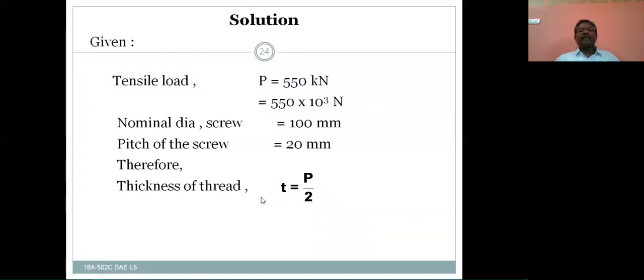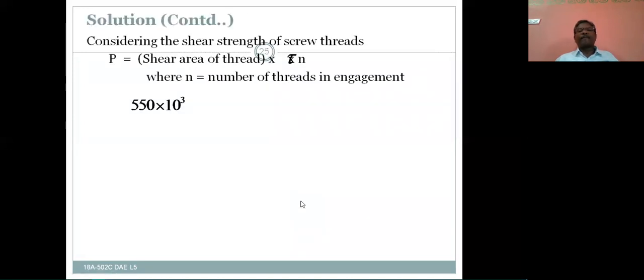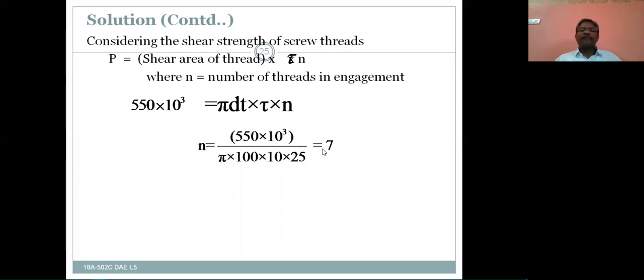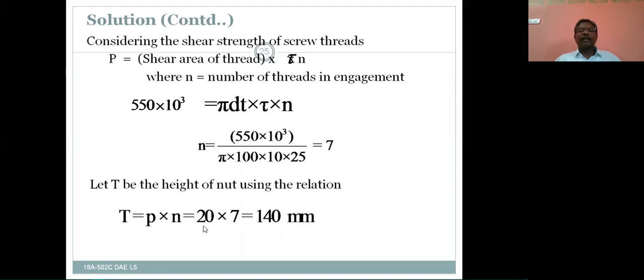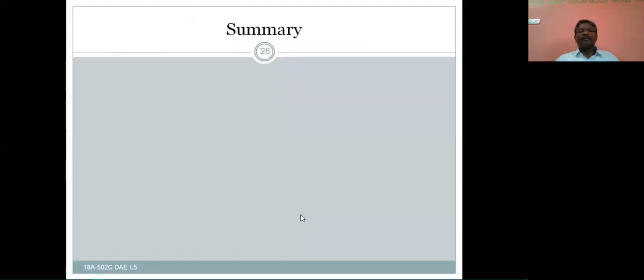And now the thickness of the thread t is equal to P by 2. So with this relation, shear strength is equal to pi d t into tau into N, you can calculate the N value, that is the number of threads. N is equal to 7. So T, the height, is equal to P into N, that is 20 into 7, which is equal to 140 millimeters. So this is the final answer.